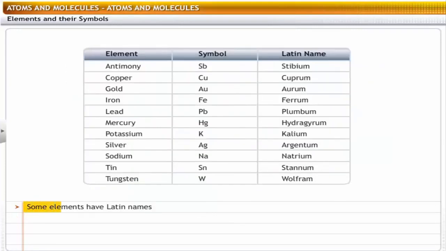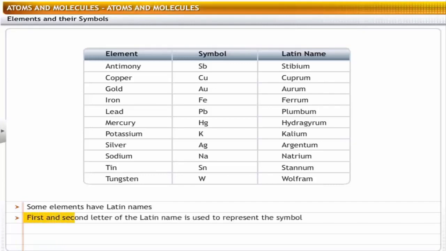An element is represented by either the first or the first and any other letter of its Latin name. There are some exceptions while writing the symbols for some of the elements. These names were derived from Latin. In general, the first letter and the second letter of their Latin names are used to represent the symbols of these elements. For example, antimony is called stibium in Latin, and the symbol is Sb. Copper is known as cuprum, and the symbol is Cu.